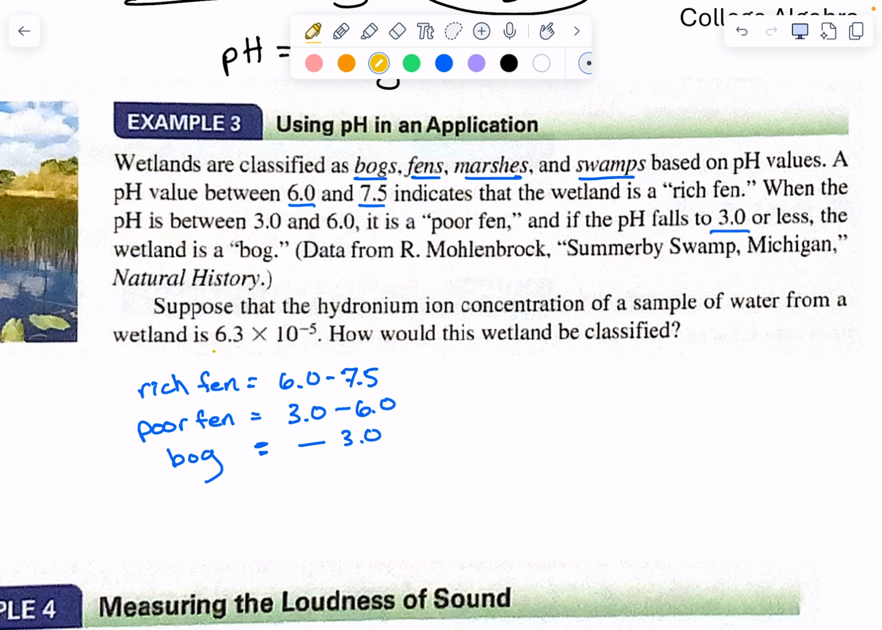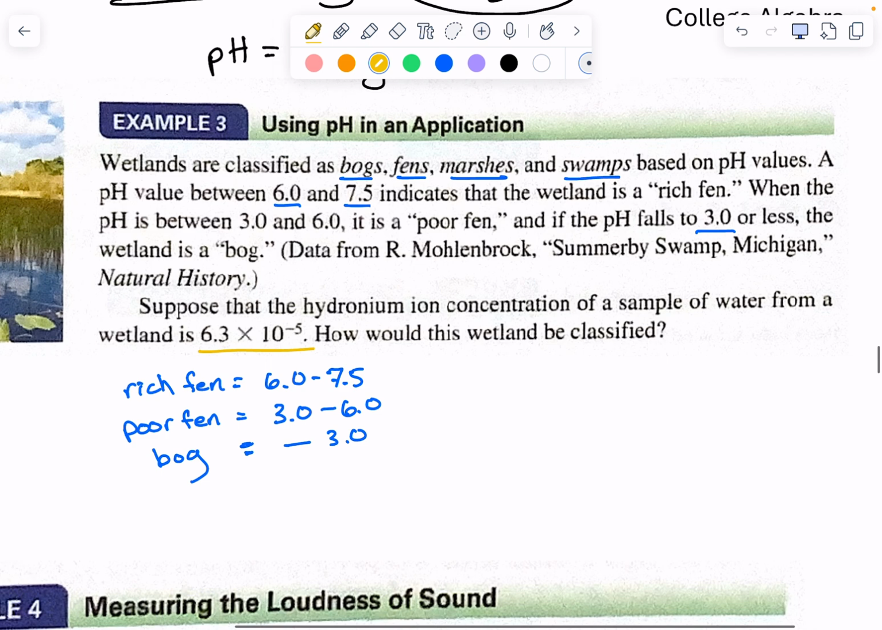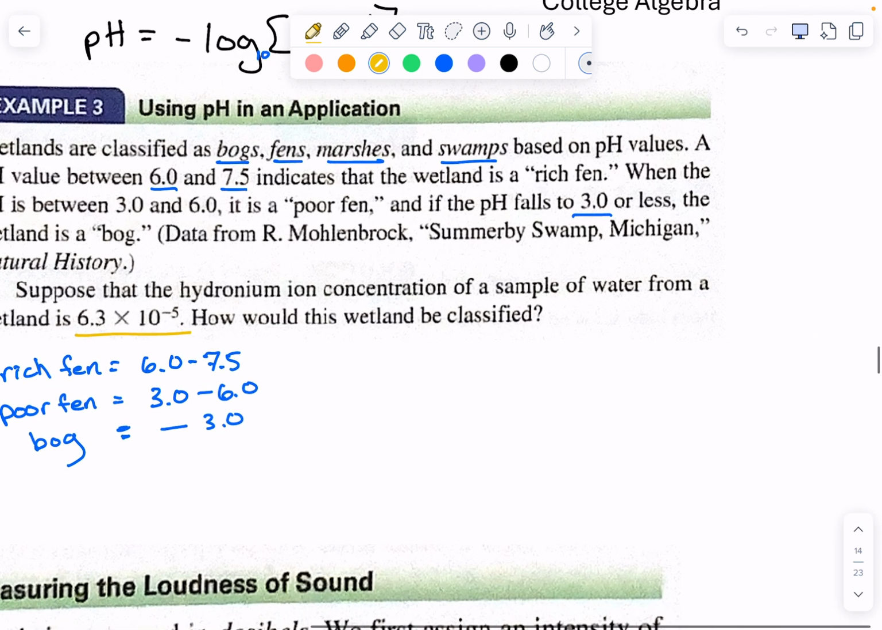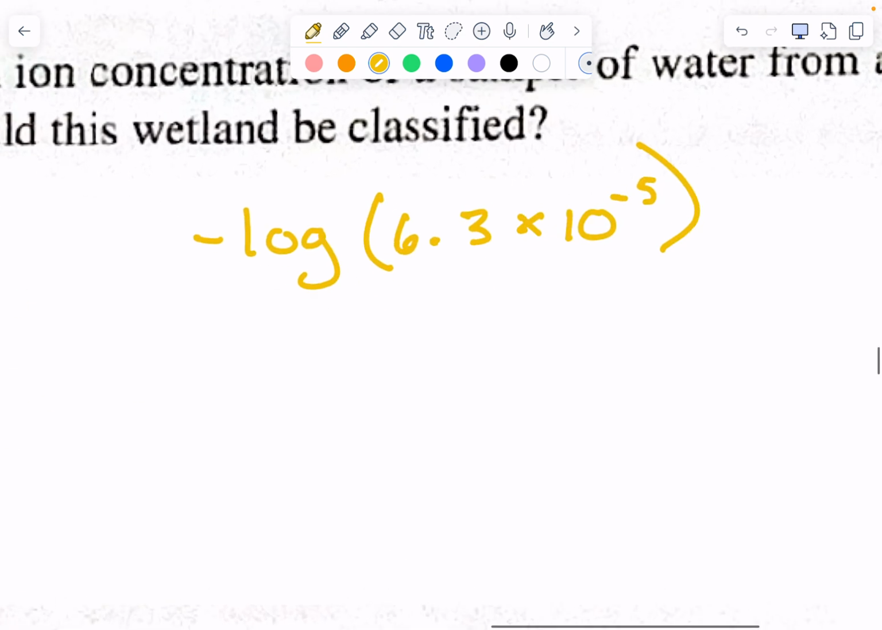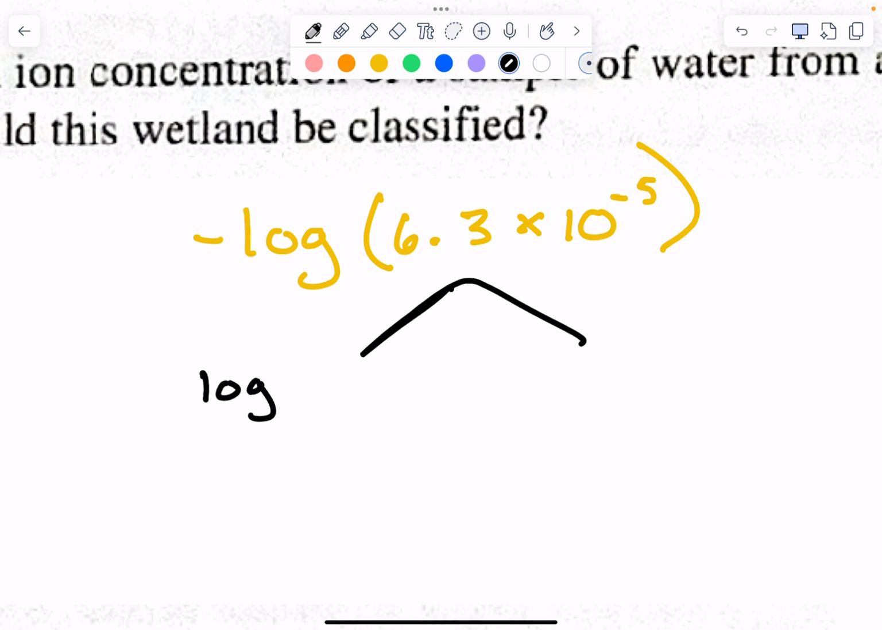Okay, so if it has 6.3 times 10 to the negative 5, how would this wetland be classified? So we do negative log of that number, right? And you can just type this into your calculator. Yesterday we broke this apart because multiply means add. So we've got negative log base 10 of 6.3 plus negative log base 10 of 10 to the negative 5th power, right? So we can do that if you don't want to type this in.